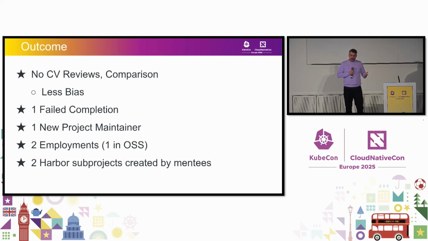We had one failed completion in the early beginning. We have one new project maintainer coming directly from the mentorship program. We have two employments, one directly in the open source world and one in a corporate world. We have two projects that were created as part of the mentorship program, sub-projects of Harbor. We don't let the mentees work on the core product because it's very time consuming, and oftentimes it's a bit critical. We need to ship features, and here we can work in a way that it's done when it's done.